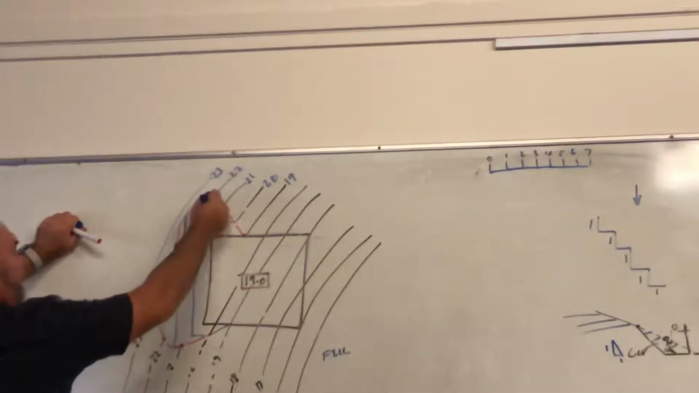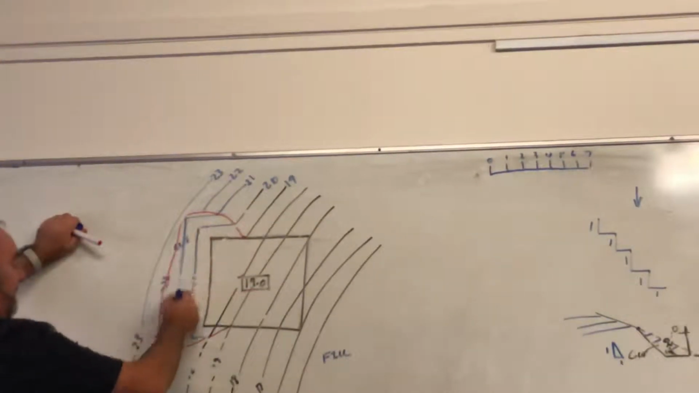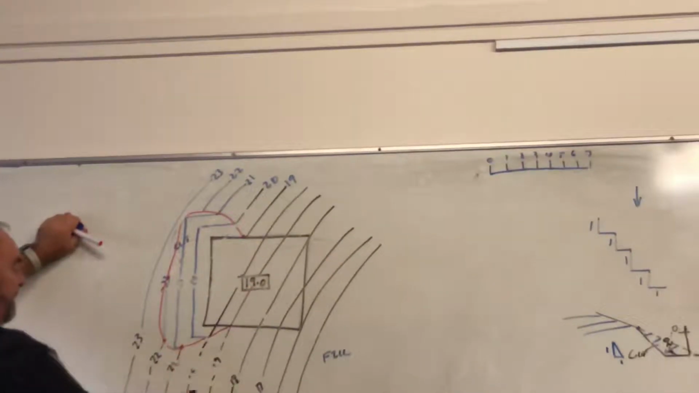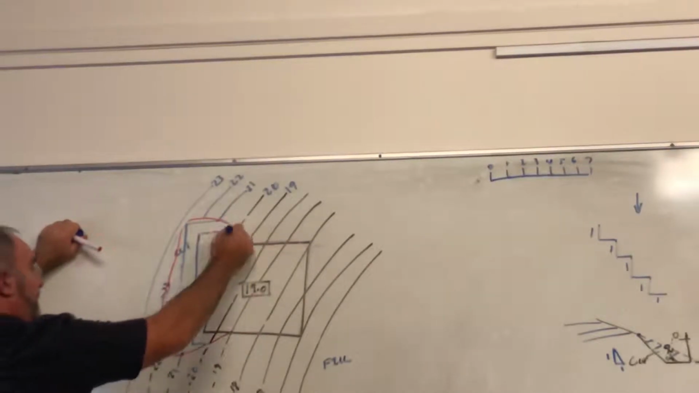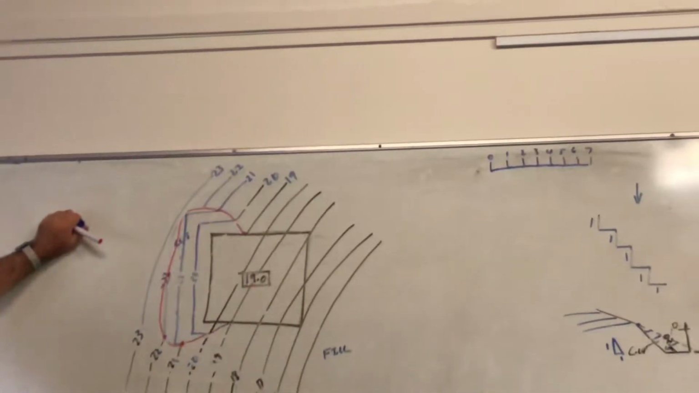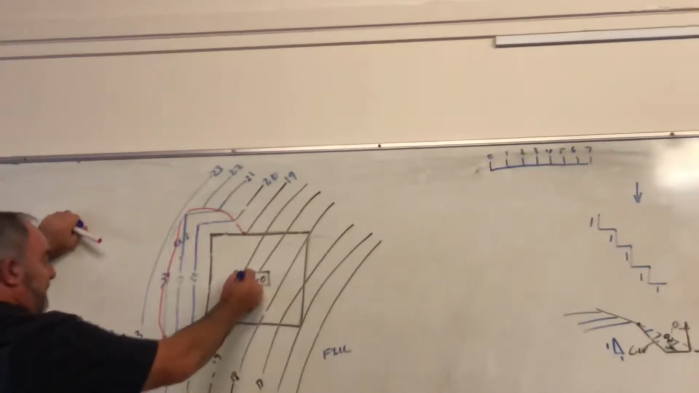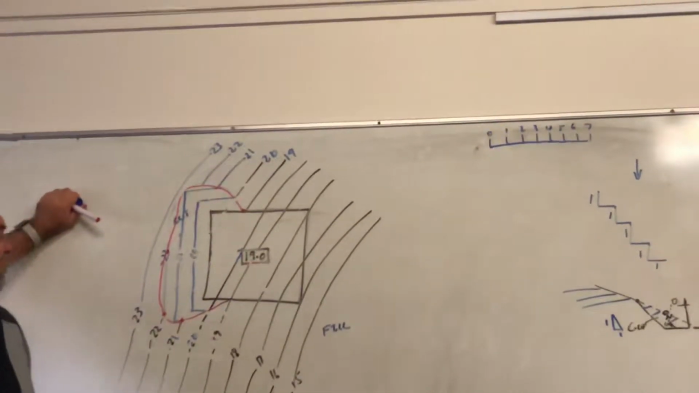So if we follow the 22, it goes along here, and it comes back out the other side. The 21 goes along around here and out the other side. 20 goes along around the platform and back up the other side. The 19 is on the platform itself.